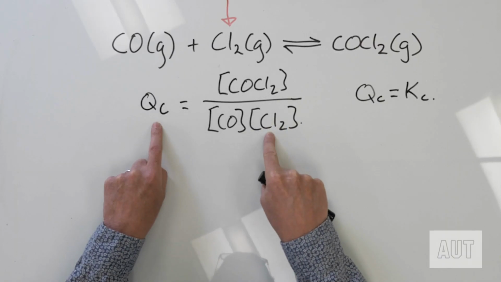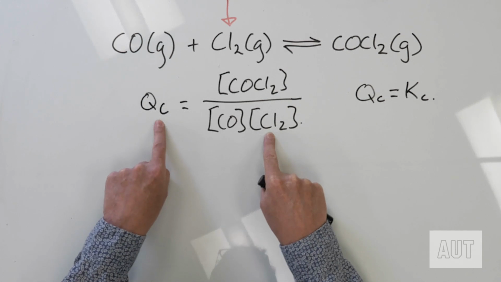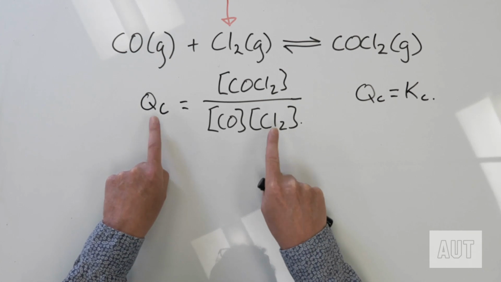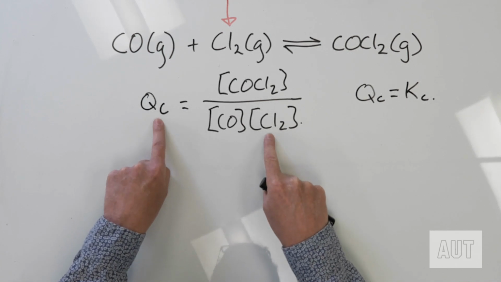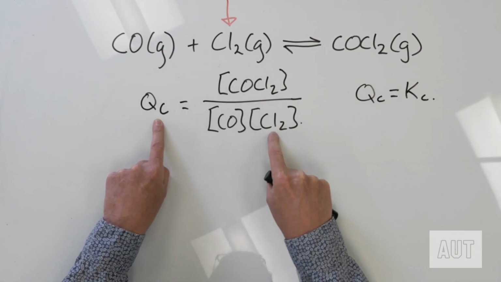We've got the concentration of chlorine on the bottom line of Qc. So what's that going to do to the value of Qc if we make this bigger instantaneously? Well, we're going to start off with Q and K being equal. We're going to increase the bottom line of a fraction, and if you increase the bottom line of the fraction, what does that do? It makes that fraction smaller. So the instantaneous change is going to be that we make Q smaller.